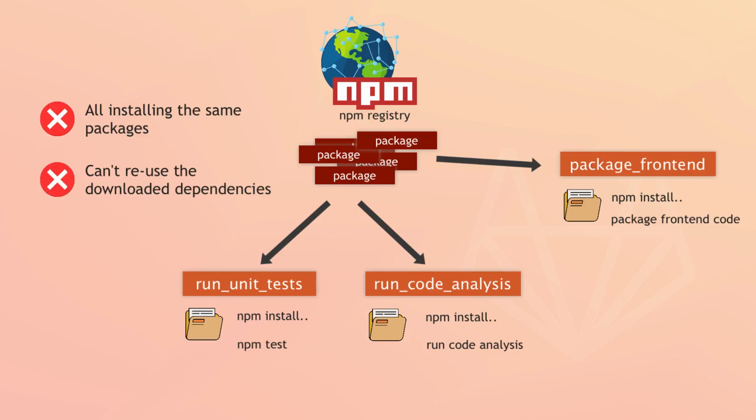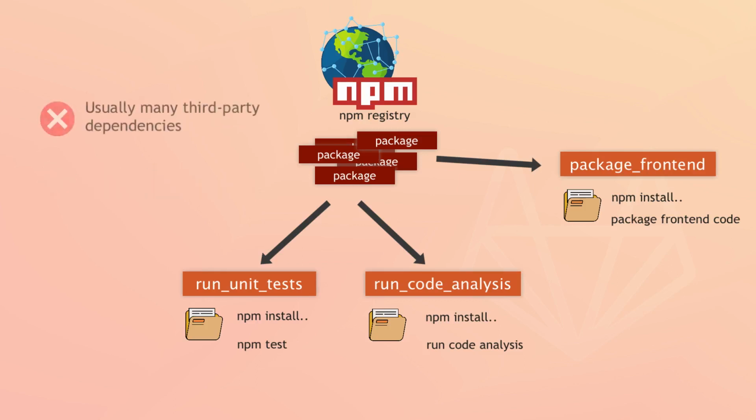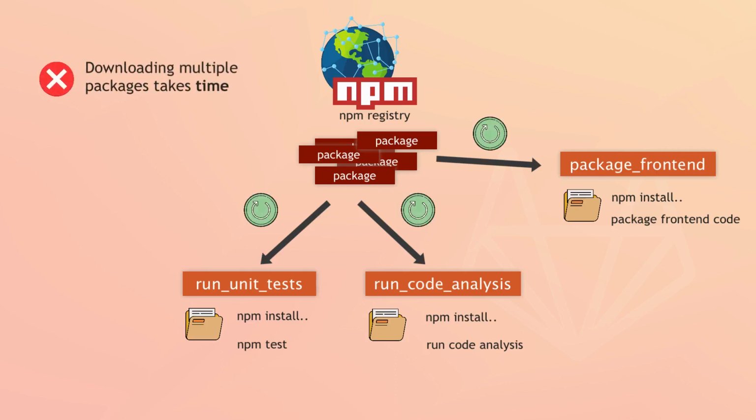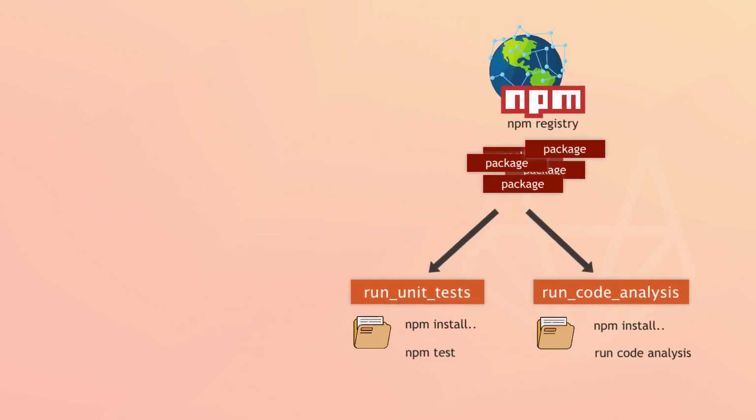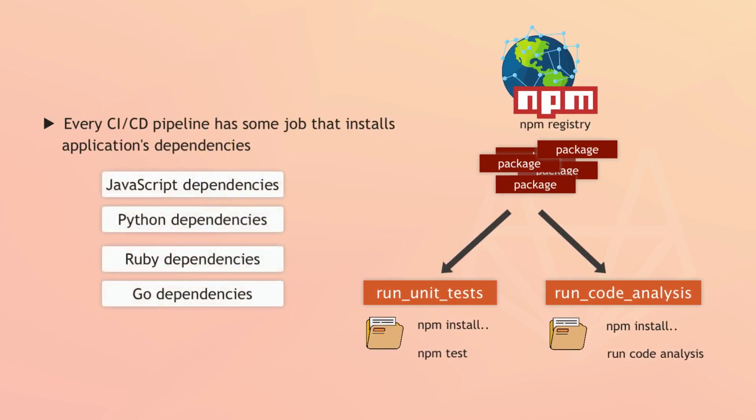And if your application is complex and you have a lot of dependencies in your package.json, and this could be a list of 100 third-party modules, then you can imagine that it will take a lot of time and bandwidth to fetch them in every job that needs those dependencies. And this will make our pipeline slow because installing dependencies, fetching them from the internet, does take a lot of time. And every CI/CD job requires some kind of a job or multiple jobs that install dependencies.